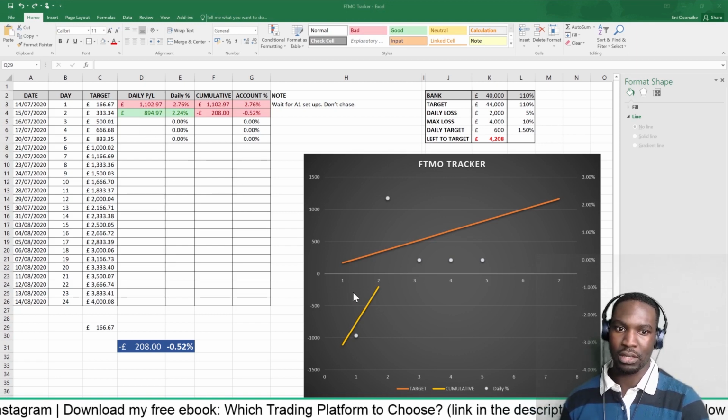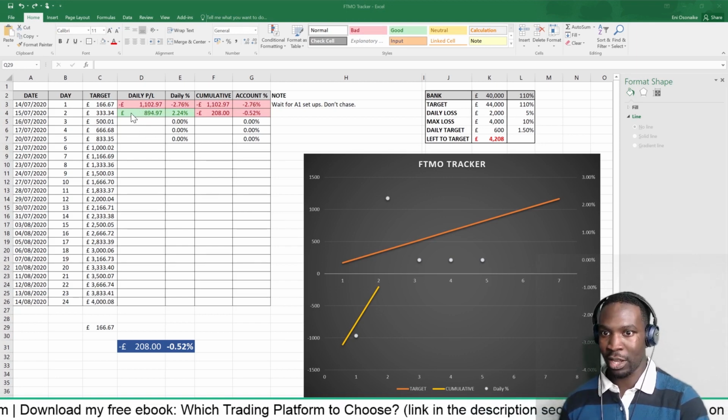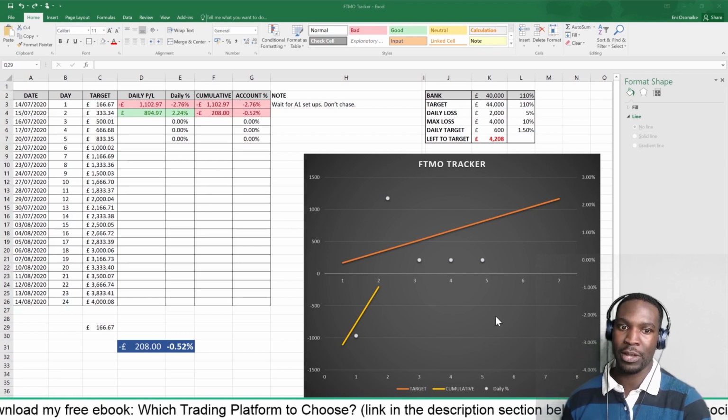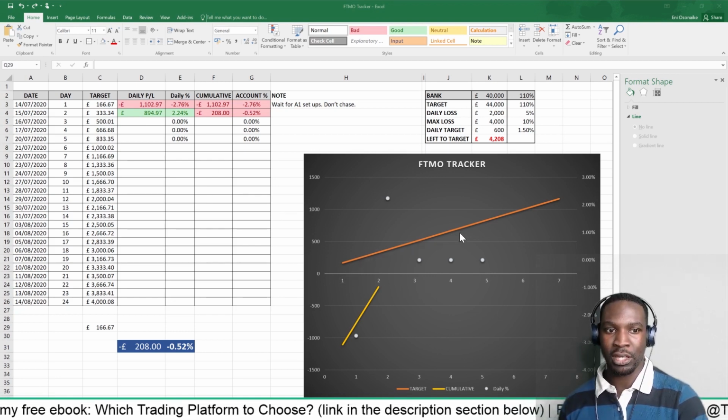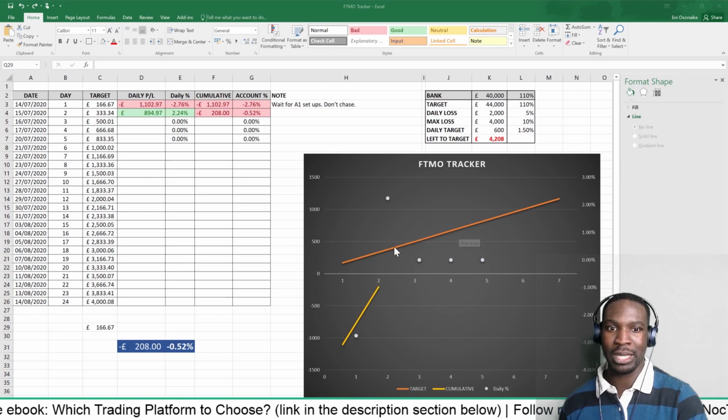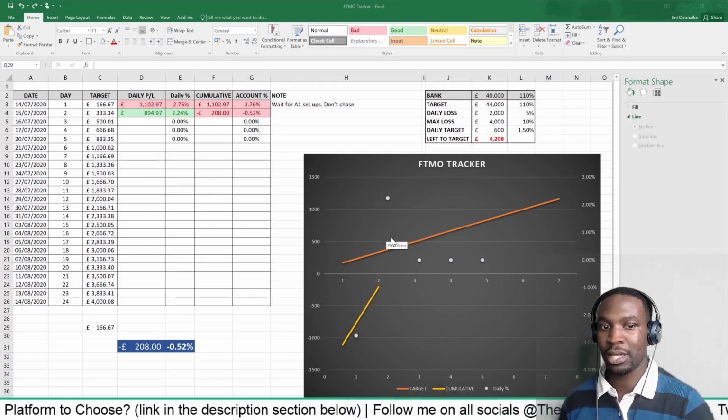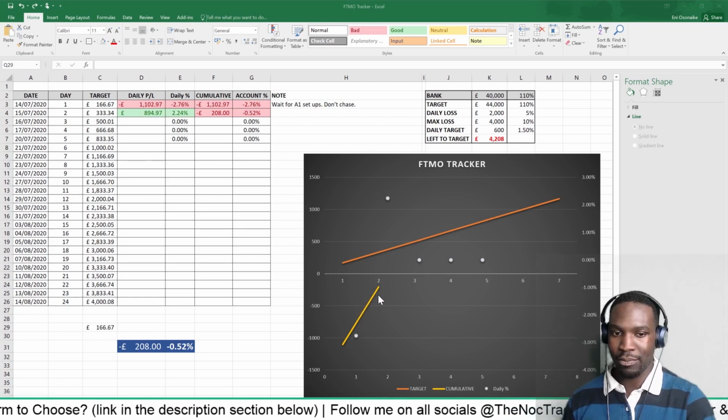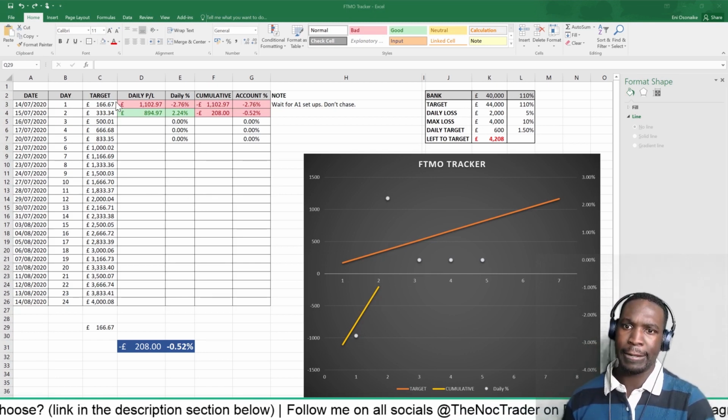Obviously I'm down, so I didn't do that. I made more than that, but I was clawing back a loss, so I'm not up £333. This orange line denotes where I should be to hit my target. If I'm above that line, I'm exceeding my target, and if I'm below it, I'm underneath it. Right now I'm below it, but I'm clawing it back.